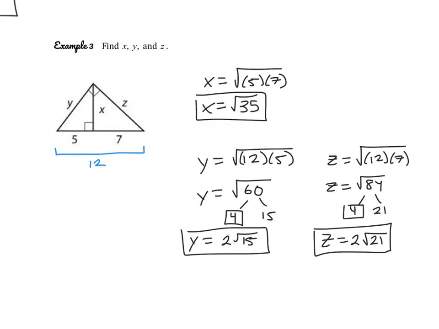And then last, for z, this leg is the geometric mean of the entire hypotenuse, 12, and the portion of the hypotenuse that is closest to z, so 7. And here you can see how I simplified my radicals.